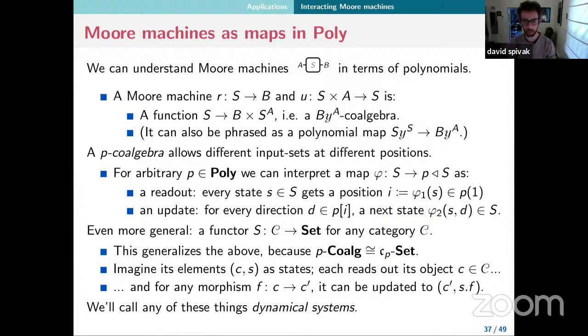So we see functors from C to set as a generalization of the above, but we can also see it as a dynamical system. Imagine you have a functor from C to set and take its category of elements, this étale thing over C, and for every element in there, think of that as a state. The position of that state is the object in C that you're over. And the directions, or the things that can happen to you, are that someone downstairs in C can direct you around by giving you a morphism coming out of that object. So for any map coming out of the object you're at, you just update your current state to the next one in the category of elements. So I'll call any of these things dynamical systems. I'm not really going to lean on that at all. I'm just saying that we can call them dynamical systems.